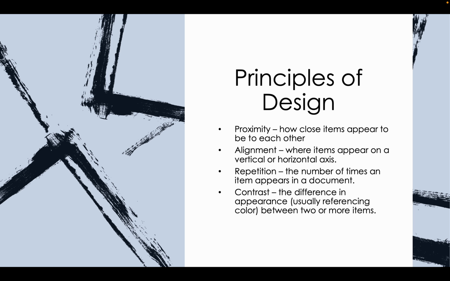The next one up here is alignment. This is where items appear on the page in relation to the vertical or the horizontal axis. Then you have repetition. This is the number of times an item appears in a document. And contrast. This is the difference in appearances, usually in reference to color, between two or more items.